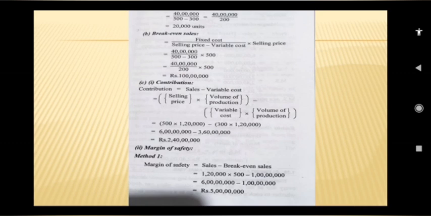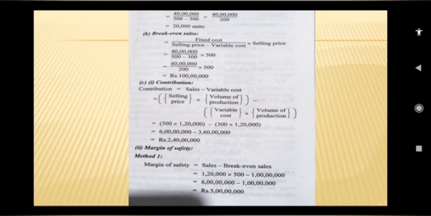Next, to find the contribution, it is equal to sales minus variable cost. That is selling price into volume of production minus variable cost into volume of production: 500 into 1,20,000 minus 300 into 1,20,000. So the contribution is 2 crores 40 lakhs.